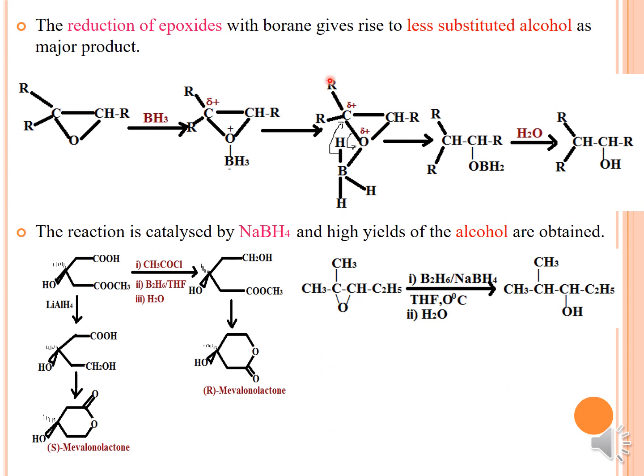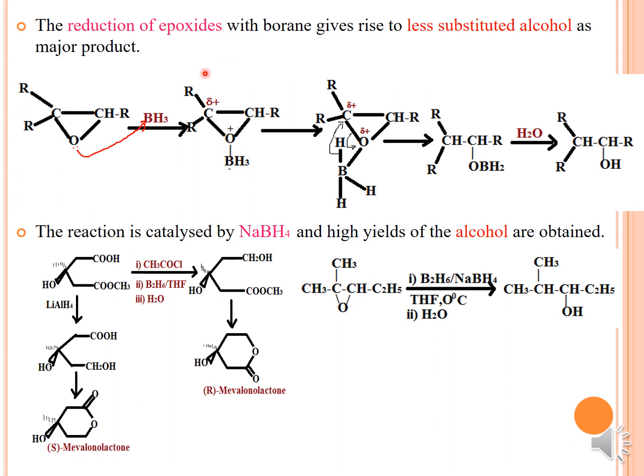Then the reduction of the epoxides with the borane will give you the less substituted alcohol, which will be your major product. So here you are taking an epoxide and treating it with the borane. First, the oxygen, which has a lone pair of electrons, will go and bind. Okay, so this lone pair of electrons will attack the boron atom. When it attacks the boron atom, you will get this structure, where boron gains a negative charge, which you can see over here. The oxygen will gain a positive charge.